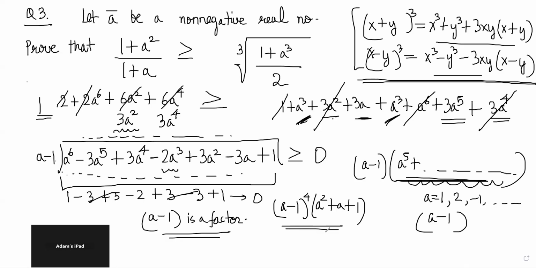Oh, yes, we did. So that means even if I had done this and gotten a fifth degree term, I could have gotten an a minus 1 out of this also. And then again, two times more, you can get an a minus 1 out, right? So if you had done all that, you would end up with a quadratic.